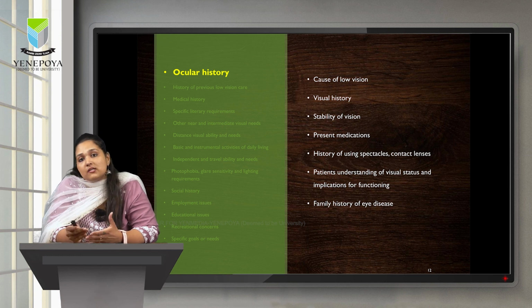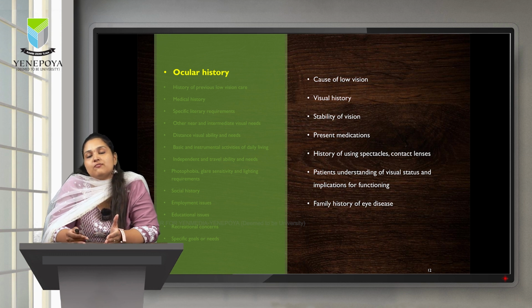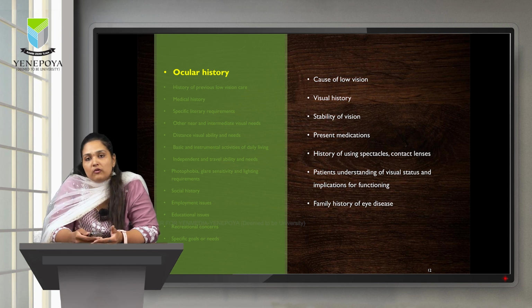I'll ask the patient how their vision is. For example, the stability of the vision, how it was a few months back and how the patient is feeling right now, whether the patient is taking any medications for the ocular condition, whether the patient has a history of using spectacles or contact lenses, whether the patient understands what kind of visual status he is going through, and whether any of his family members have any ocular conditions.